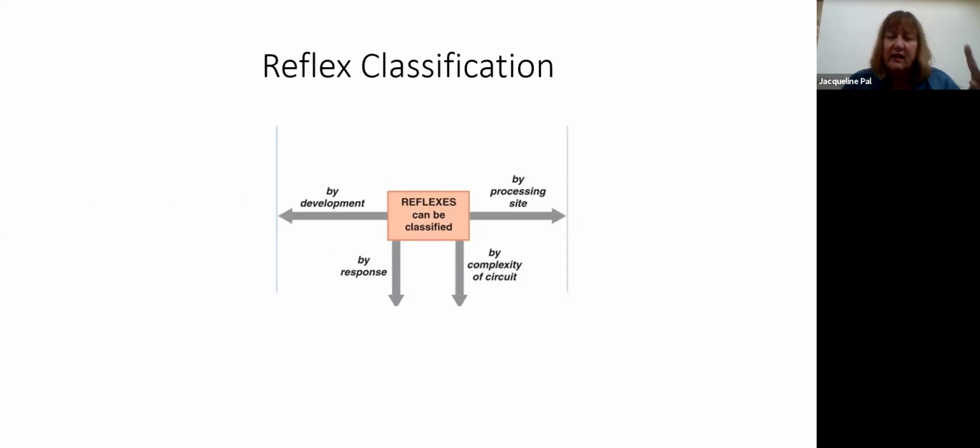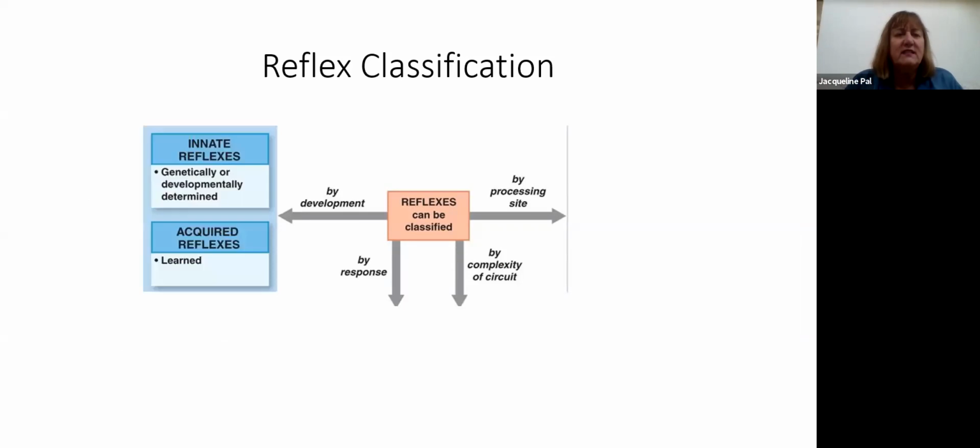So let's start on the left, and we're going to go counterclockwise. So by development, we classify them either into innate or acquired. And what the word innate means, in case you don't know, it means it's something you are born with.